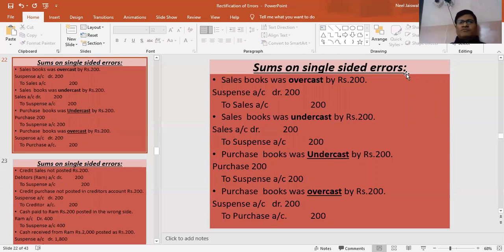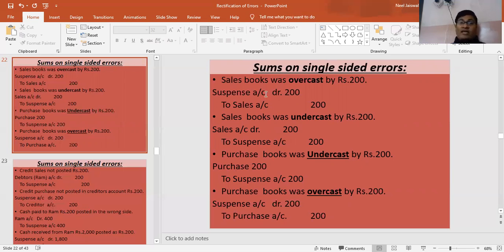Sums on single sided errors. Let's do the sum. One entry is given: sales book was overcast by rupees 200. So it will be like this: suspense account debit 200 to sales account 200. Again, sales book was undercast by 200, then it will be sales account debit to suspense account 200. Purchase book was undercast by rupees 200: purchase account debit to suspense account 200.